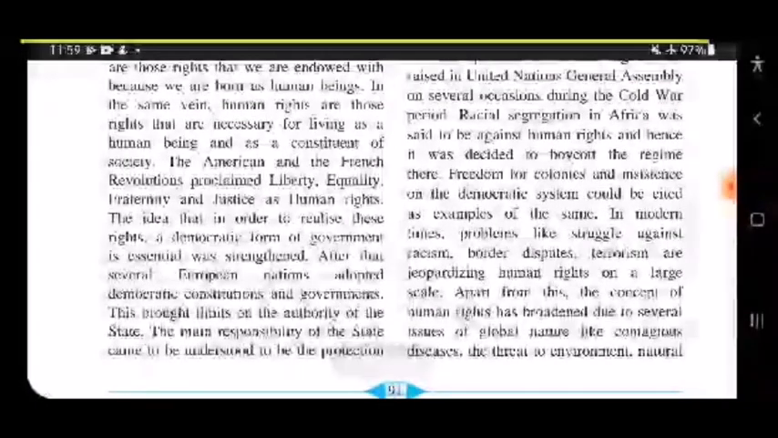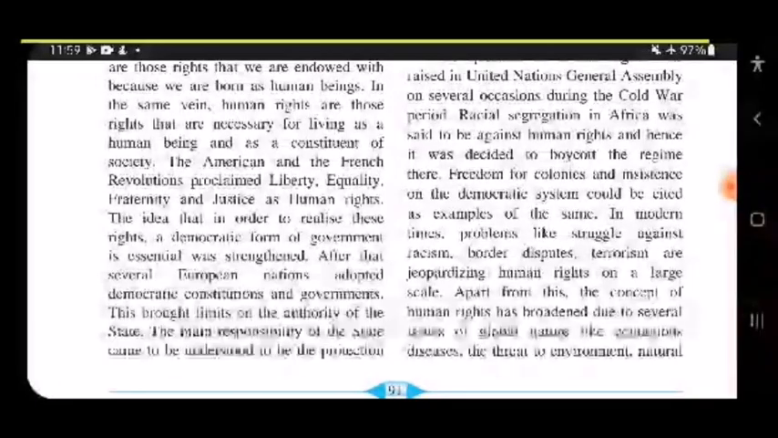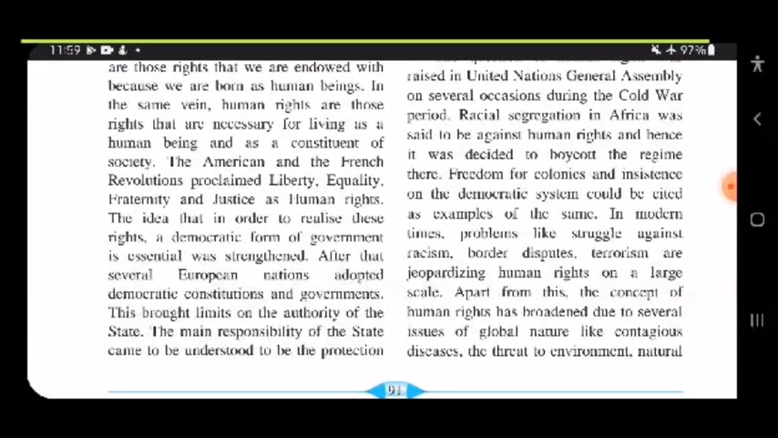The American and the French revolutions proclaimed liberty, equality, fraternity, and justice as human rights. Liberty means we should have freedom, freedom of speech, freedom to speak whatever we feel. Then we should also have equality, that is, there should not be any discrimination. Then fraternity, that is brotherhood. So we should have all these rights.